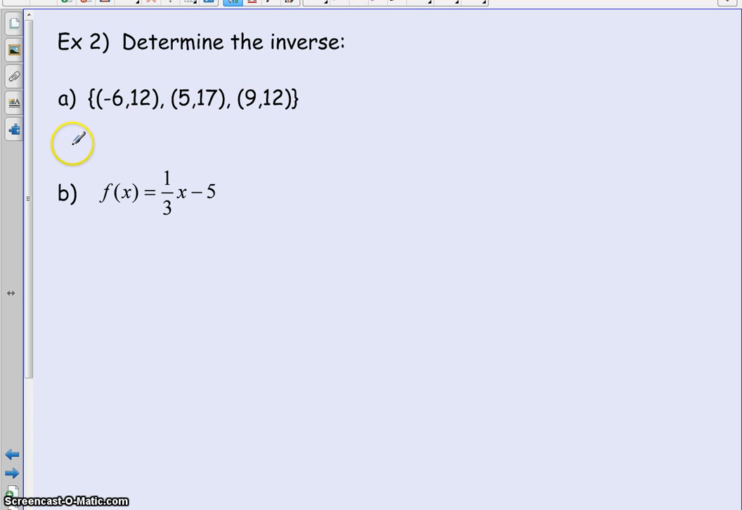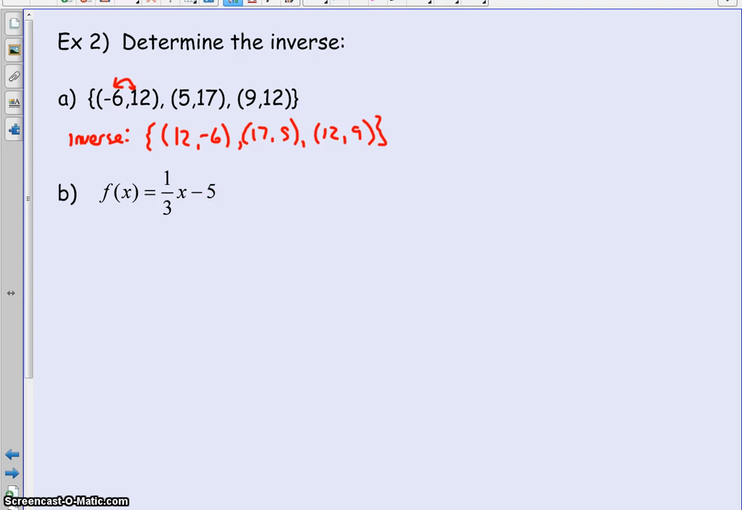So to find the inverse, remember that the x and y values from a function to its inverse are simply interchanged. So my inverse is going to be comprised of the points (12, -6). Again, just interchanging the x and y values. (17, 5), and (12, 9). Okay, so right away I have the inverse.